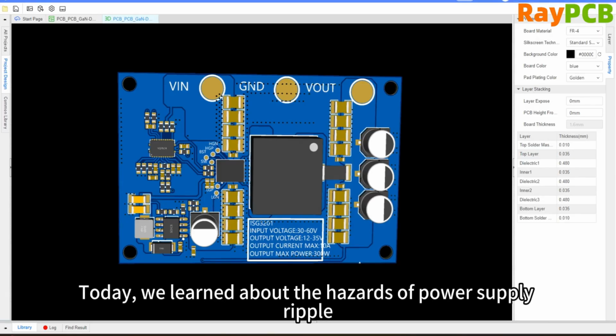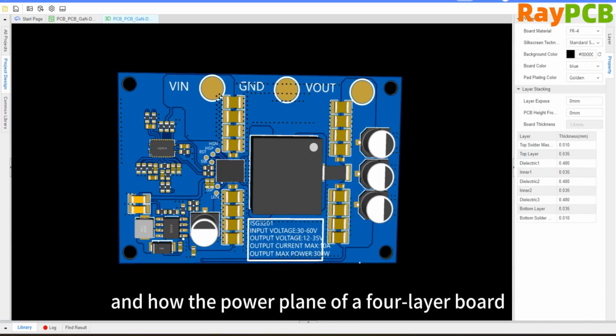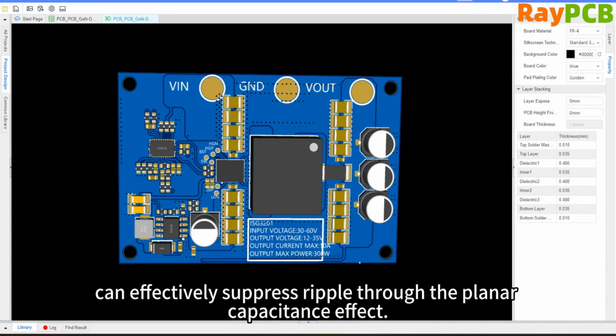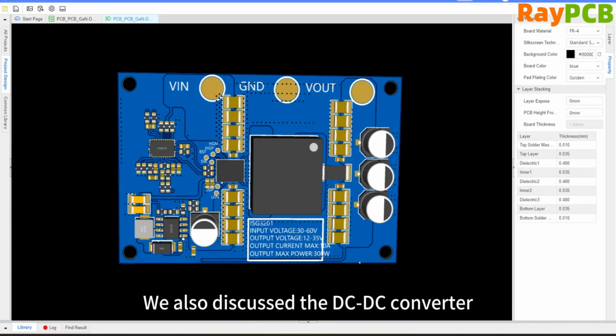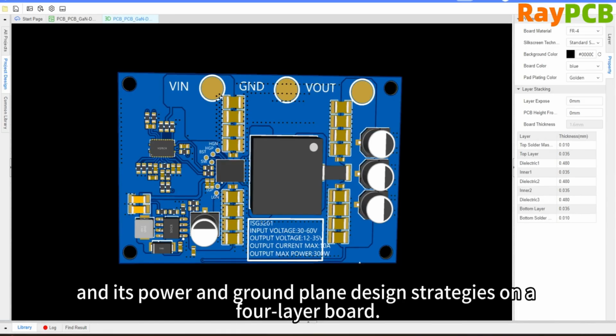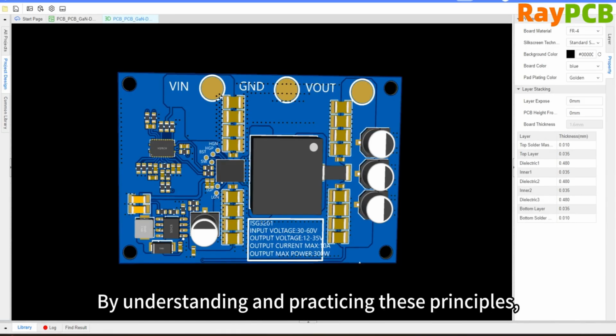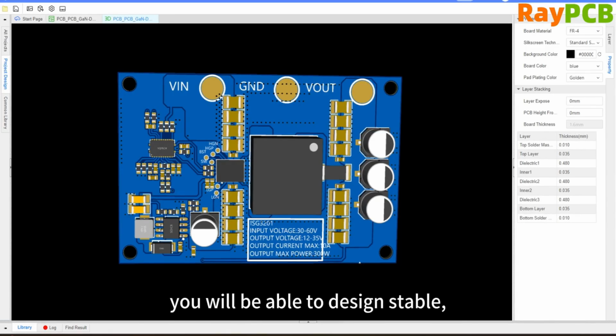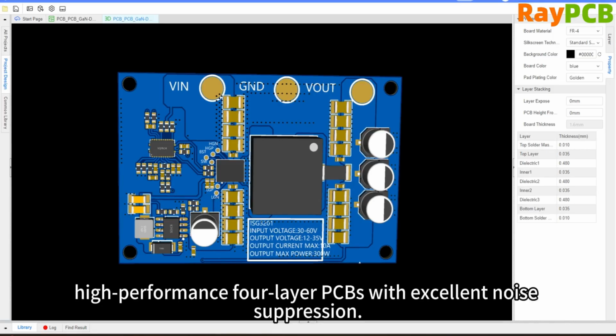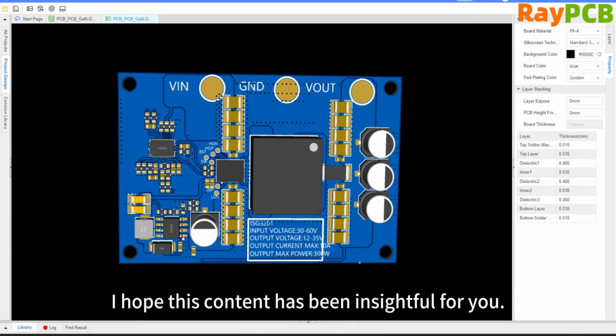Today, we learned about the hazards of power supply ripple, as well as how the power plane of a four-layer PCB can effectively suppress ripple through the plane capacitance effect. We also discussed power and ground plane design strategies for DC-DC converters on four-layer boards. By understanding and applying these principles, you will be able to design stable, high-performance four-layer PCBs with excellent noise suppression. I hope this content has been helpful to you.